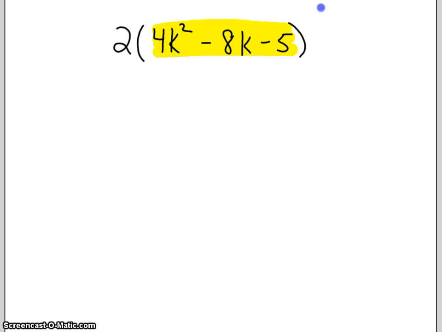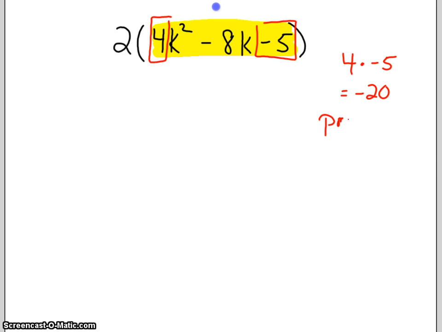Now, there's two ways to factor. One is trial and error, and the other is called factor by grouping. Some people call it the master product. So what we do is we're going to take the first number times the last number. So 4 times negative 5 equals negative 20. Now we want to find two numbers whose product is negative 20 and whose sum is negative 8, the middle term. So you want the sum to be that middle term here.